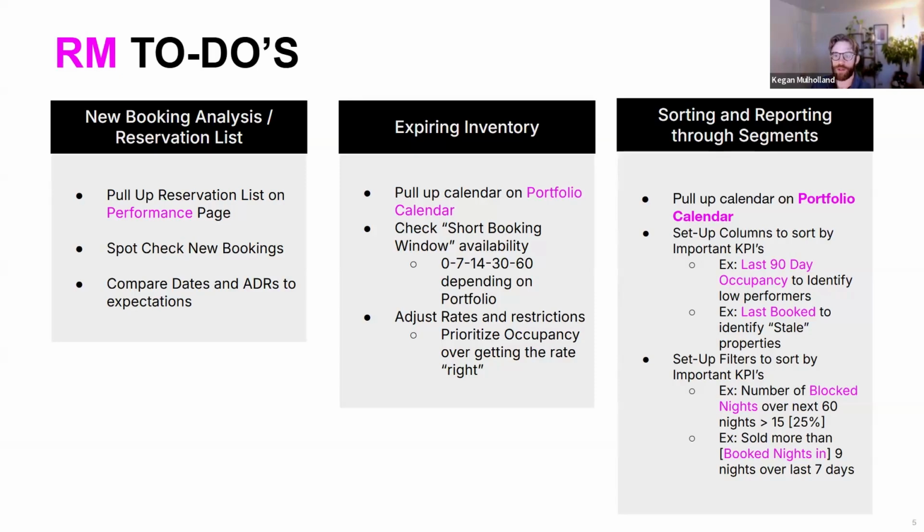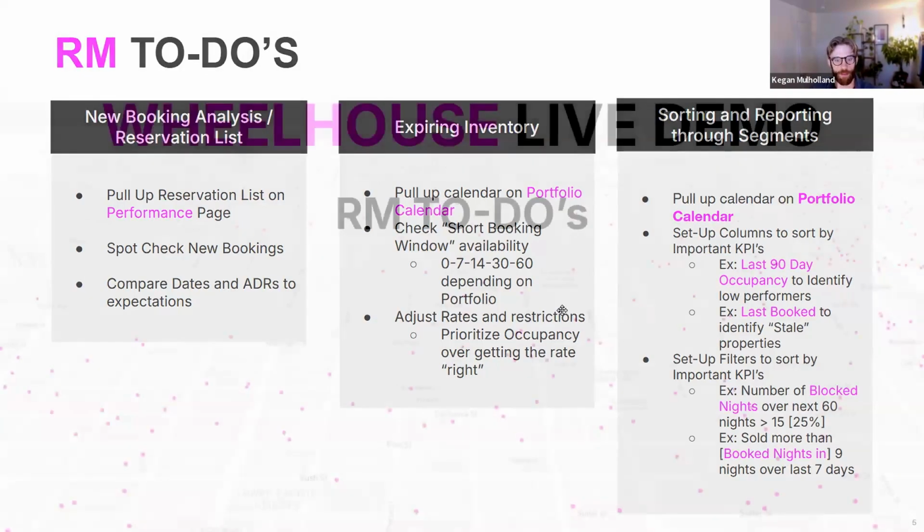But the next section, which I started touching on with filters, is really sorting and reporting through your segments. So we're going to pull up the portfolio calendar again. We're going to walk through this time actually using the columns, which I mentioned one of them, but we'll look at a couple more. And then setting up the filters that I showed briefly, but also gonna show on Wheelhouse how you can save those if you're consistently using certain filters to look at your various segments within the portfolio. So I'll pull up that page again here.